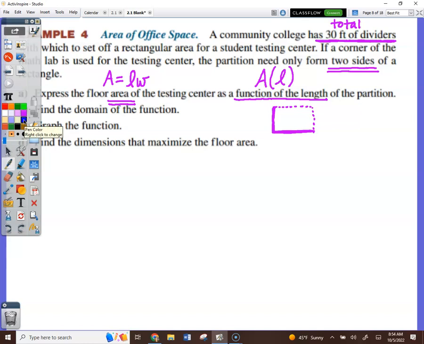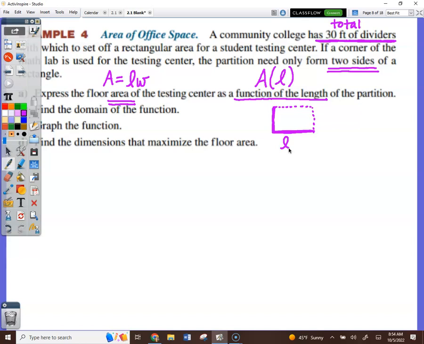Okay, so we know that we want the area. We know we have 30 feet. So we're going to write a function of L. If this is the length of the rectangle, if the length is 10, you said the width would be what? Okay, if the length was 5, the width would be 25. How are you getting it?